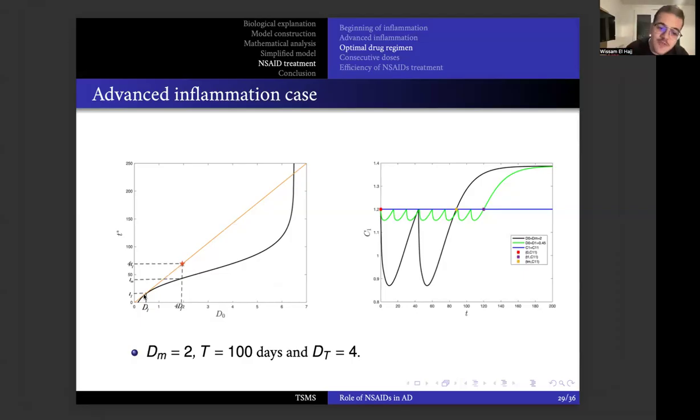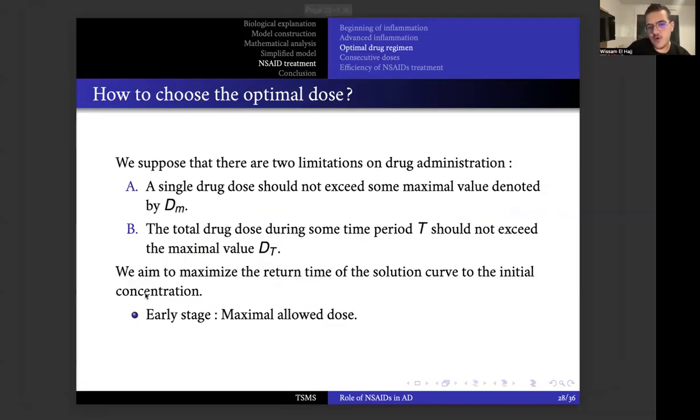So this is the optimal dose. This value here is the optimal dose. It's not anymore the maximal as in the previous case. Here I will explain a bit more about how to choose the optimal dose. I guess you already got how to choose the optimal dose. The optimal dose is the best dose to choose to have the maximal return time. Indeed.